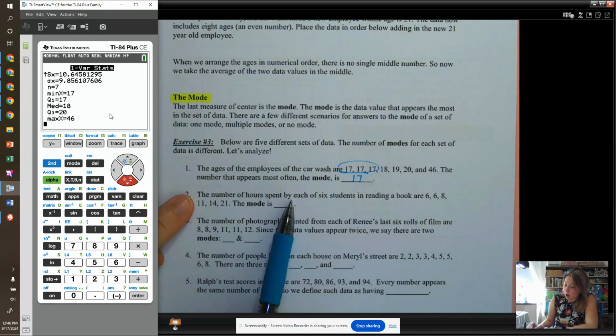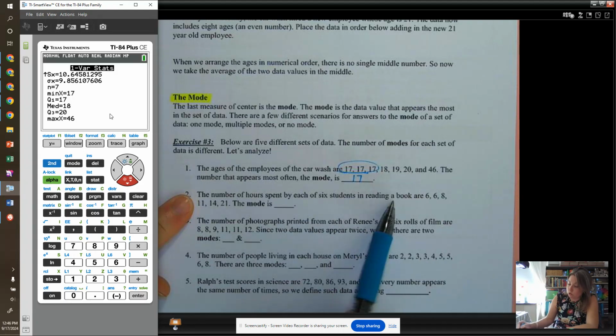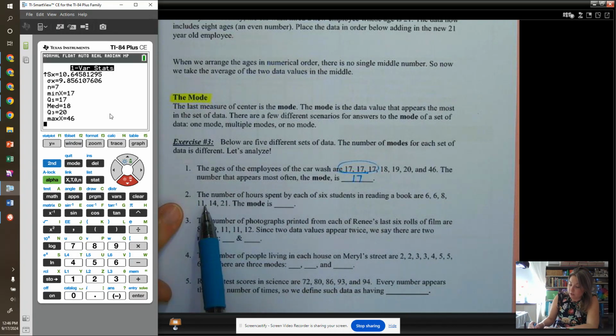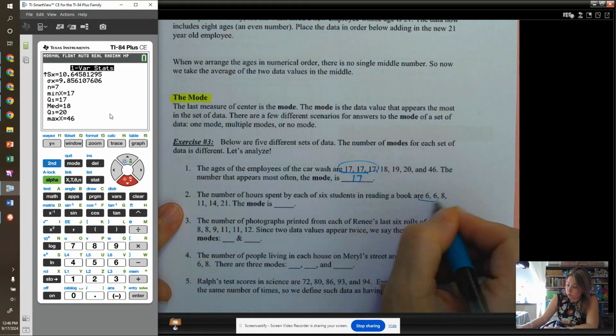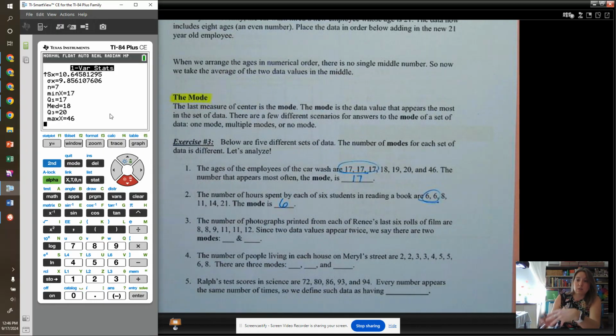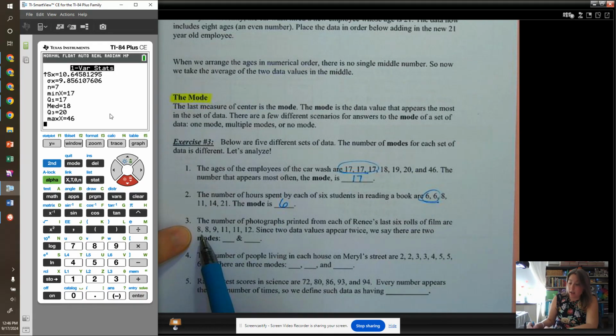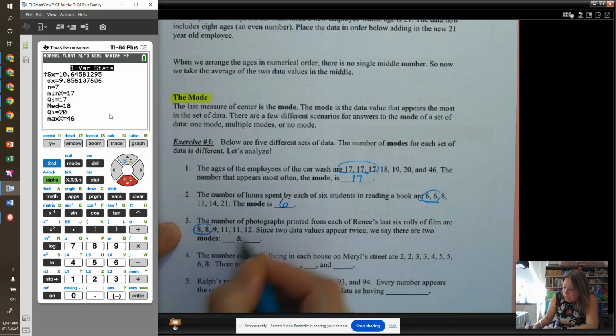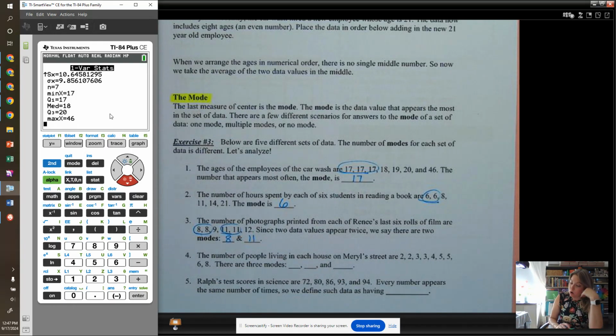All right, the number of hours spent by each of 6 students reading, 6, 6, 8, 11, 14, 21. Who's used the most? 6 is the only one used more than once, so 6 is the mode. Looking at number of photographs Renee printed from her last 6 rolls of film. So 8, 8, 9, 11, 11, 12. Ooh, there's 2 modes. 8 is used twice, and 11 is used twice. So 8 and 11 are our modes.